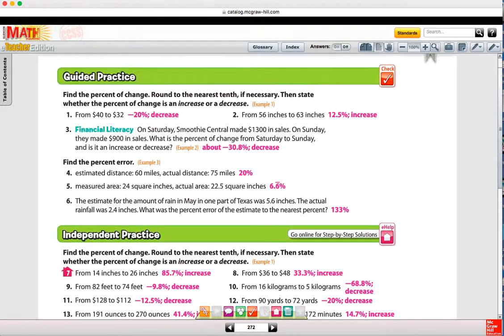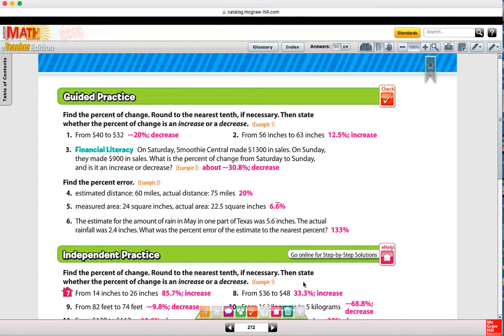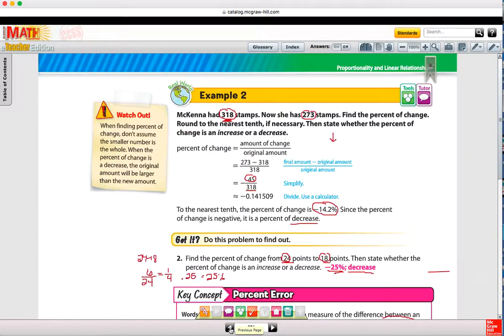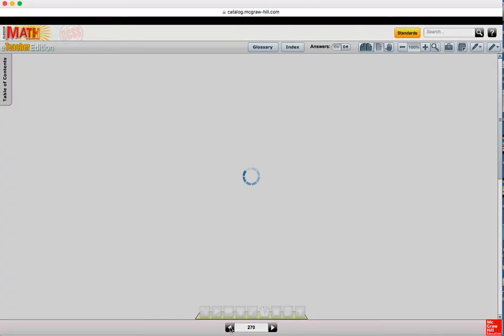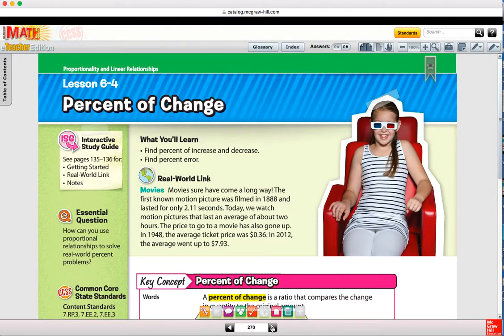That is all for section 6.4 on percent of change. Again, the main idea here is to find the difference and then divide by the original amount, or divide by the actual amount for percent of error. Pretty easy concept.